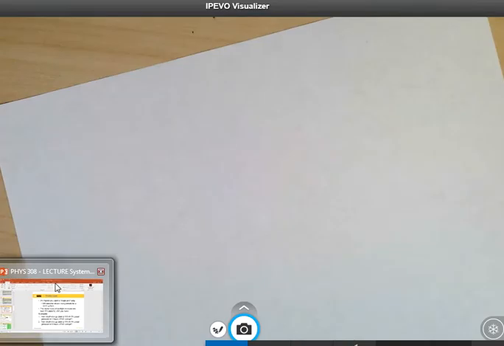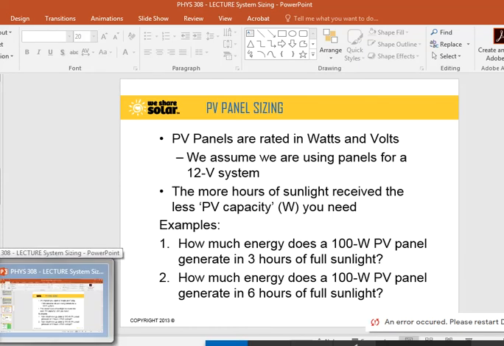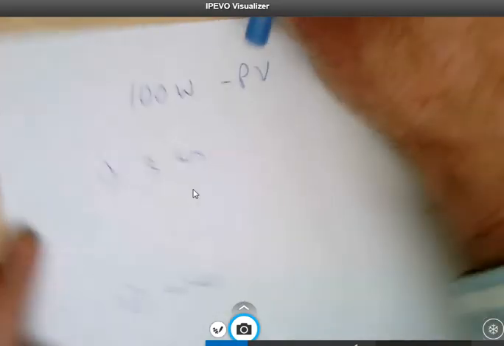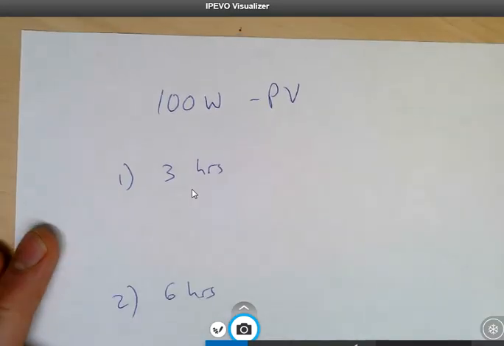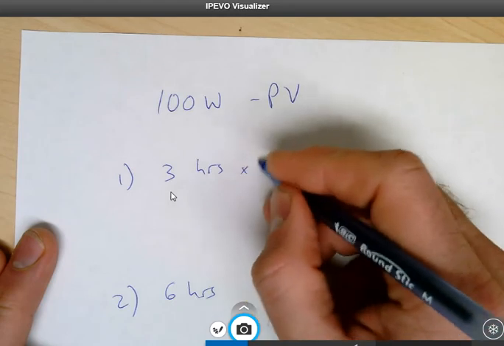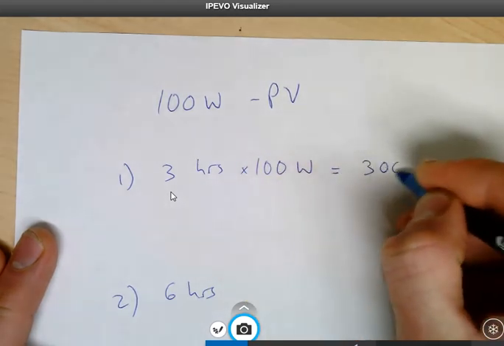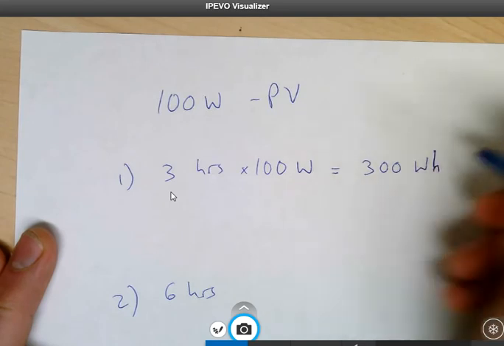So a 100-watt panel, and then case 1 was 3 hours of sunlight, and case 2 was 6 hours of sunlight. Okay, very good. So if we take these 2 numbers here, we can say, all right, well, if I have 3 hours and I'm producing energy at a rate of 100 watts, then that's going to be 300 watt hours that's being produced.